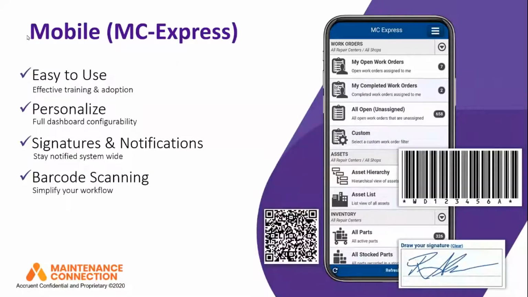So once again, the mobile interface of Maintenance Connection through MC Express is easy to use, allows the users to walk around in the field and complete their work. It provides personalized insight into the work that is required of the individuals, and allows them to receive notifications, provide signatures, scan barcodes, and complete the relevant maintenance. We've seen high adoption of our mobile device because it's easy to use and personalized.